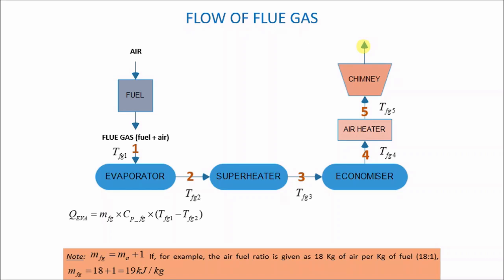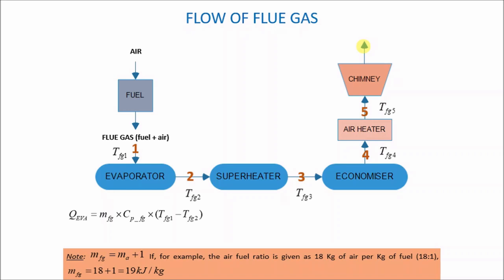At state 1, the flue gas is very hot, and then it loses some of that heat when it passes through the evaporator. Then at state 2, it's still hot, but not as hot as it was at state 1. Then it goes into the superheater and loses some more of that heat, and gets to state 3, where it's even lower, but still hot, and then loses some of that heat again until it gets to state 4, and so on. That is the way it is.